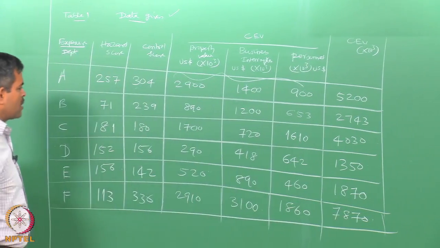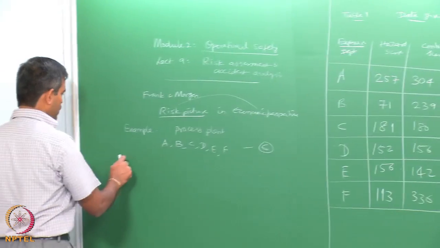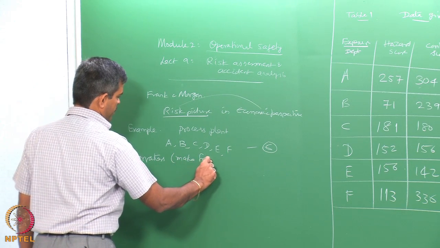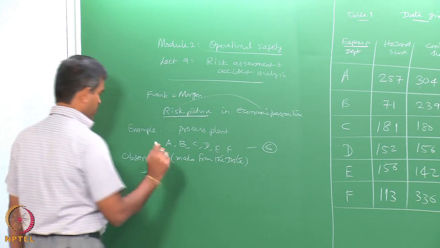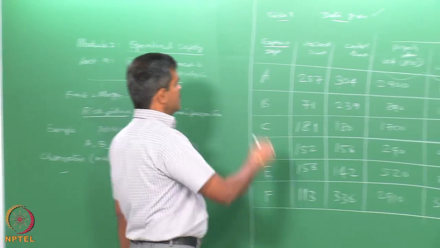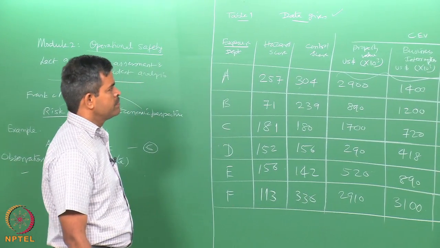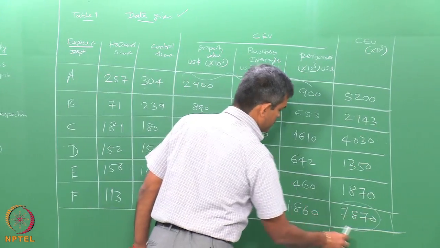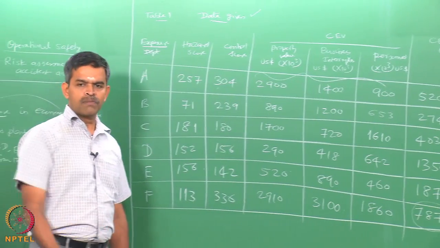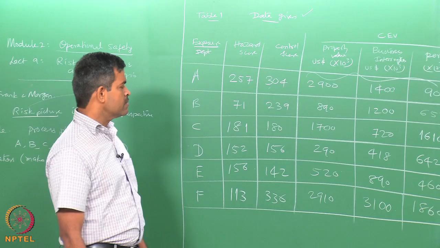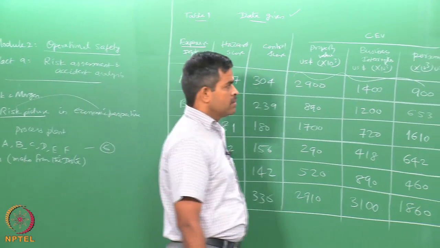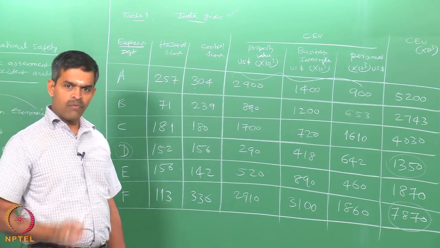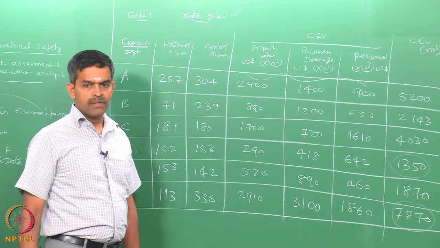Let us quickly diagnose this data and see what observations we can make from it. One, comparing department A to F, the composite exposure value of department F seems to be the highest, so it seems to be the most important department in the whole production line, whereas department D seems to have the lowest composite exposure value, and therefore its contribution or influence on the whole production line is the least.